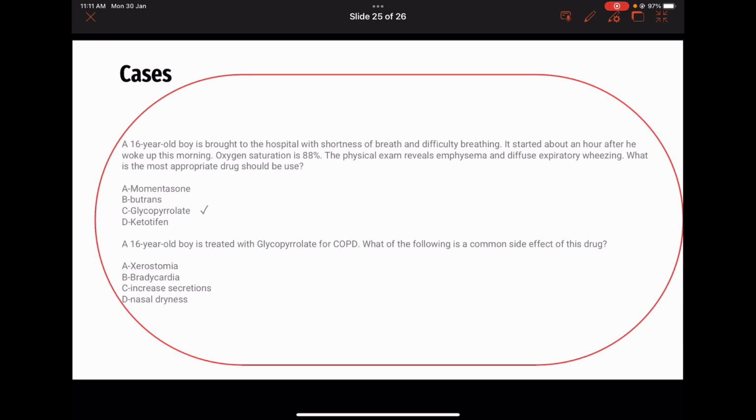A 16-year-old boy is treated with glycopyrrolate for COPD. Which of the following is a common side effect of this drug? Xerostomia, bradycardia, increased secretion, or nasal dryness? Xerostomia, dry mouth, is a side effect of glycopyrrolate.